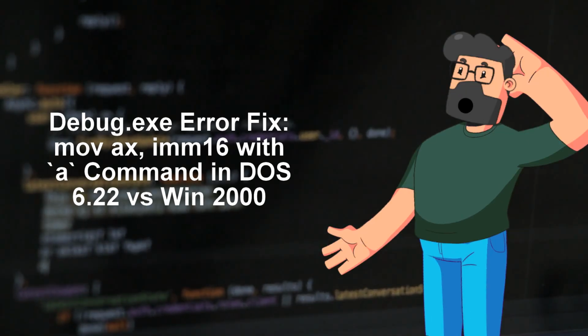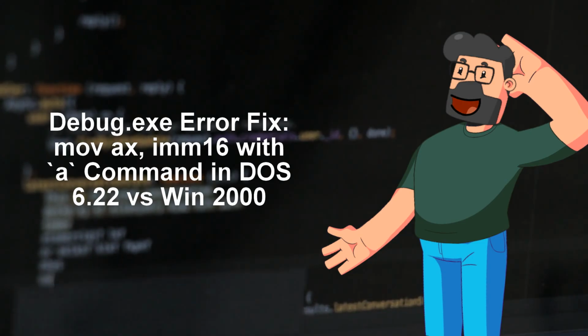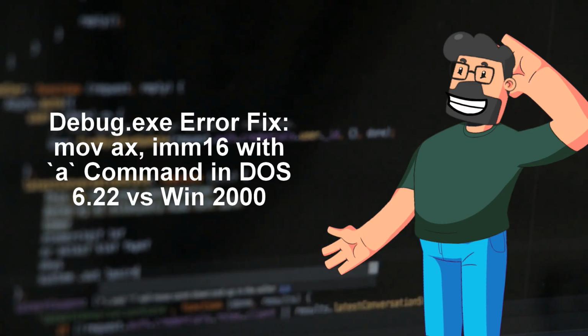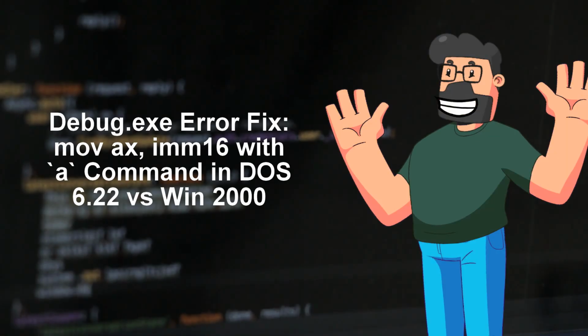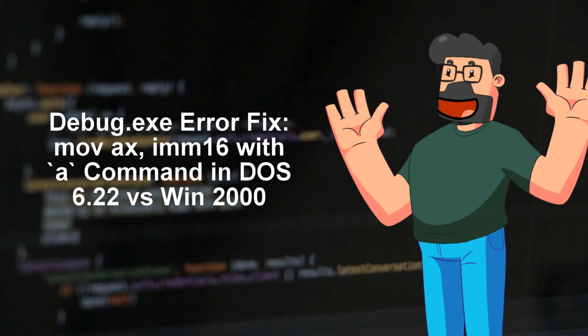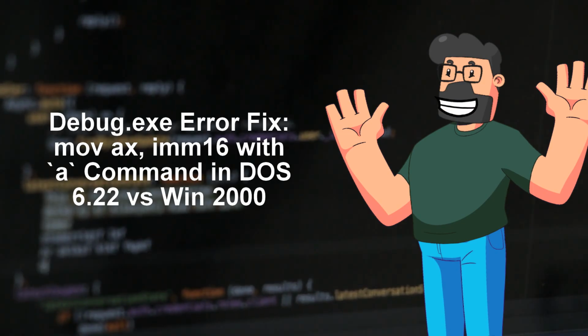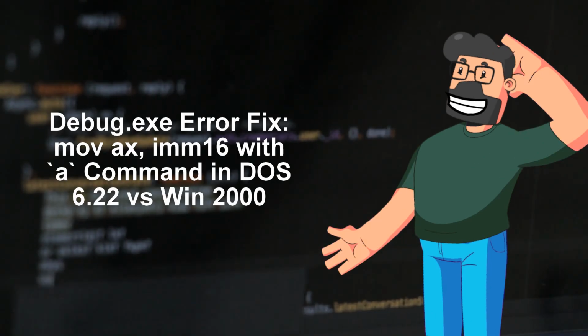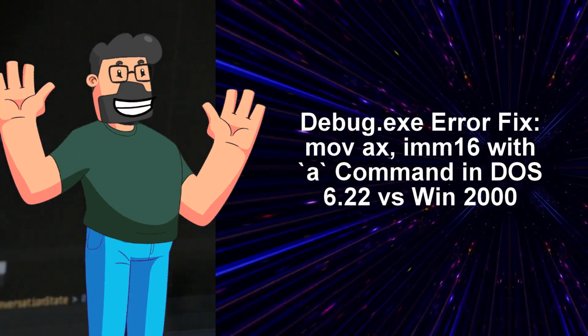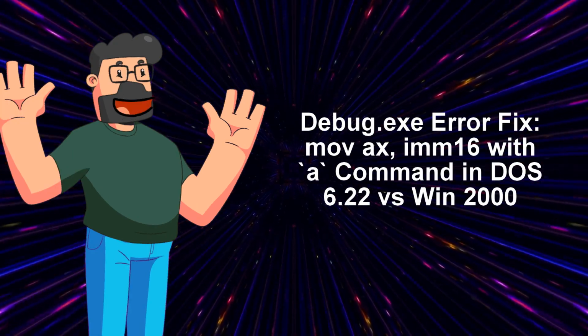Today, we're going to dive into an interesting problem involving MS-DOS 6.22 and the Debug.exe program. The problem we're facing is related to writing instructions into memory using Debug.exe and encountering a strange error during the process. Now, let's talk about the solution to this intriguing problem.